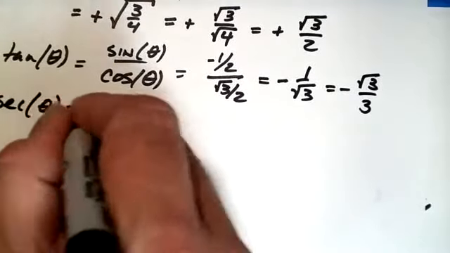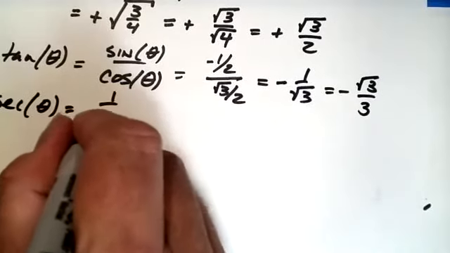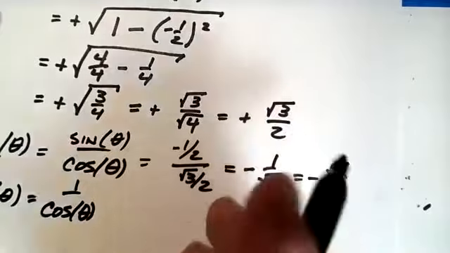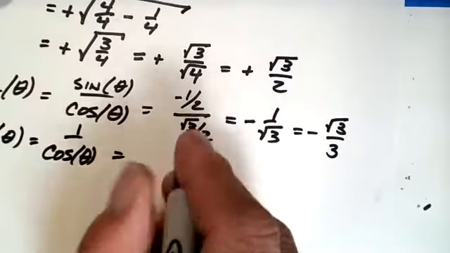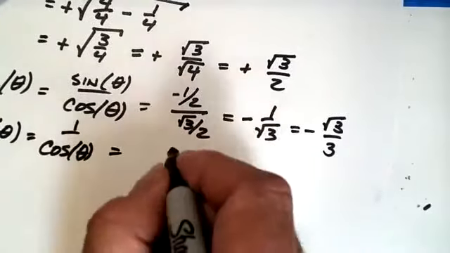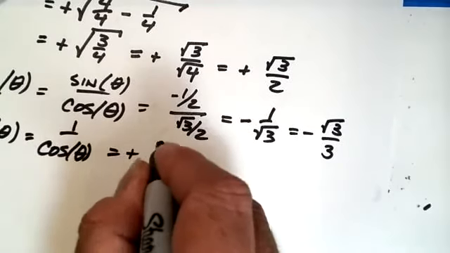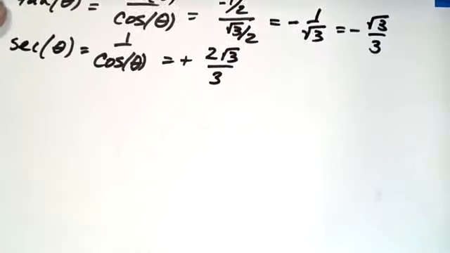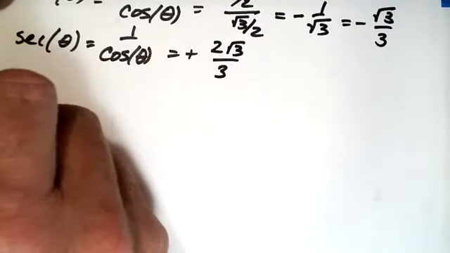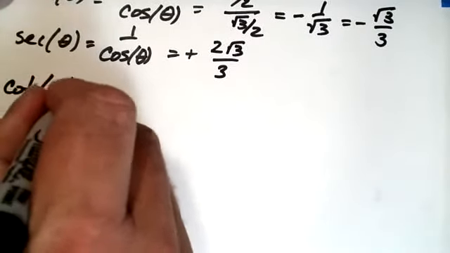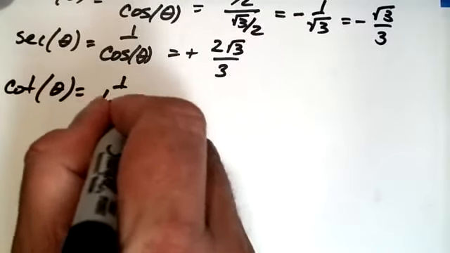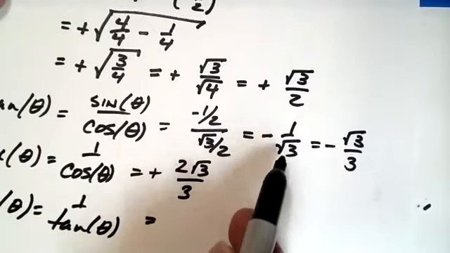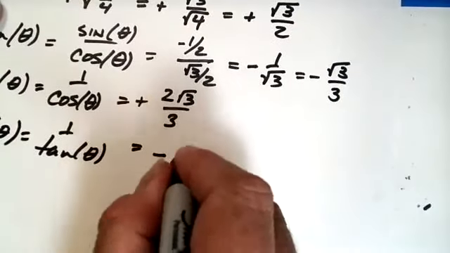Secant of theta is equal to 1 over cosecant, or sorry, cosine of theta. Here's the cosine of theta, positive root 3 over 2. We've done this one before, so I'm not going to waste too much time on it. It'll be positive 2 root 3 over 3. And then finally, cotangent of theta is the reciprocal of tangent of theta, which might be the best expression. Just flip this upside down, and it will be negative square root of 3.